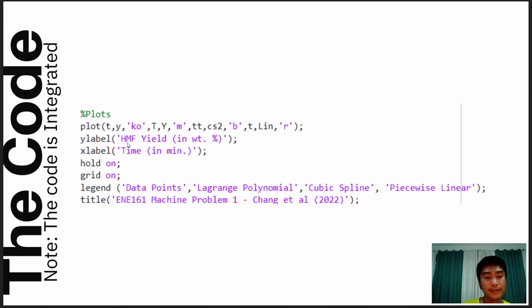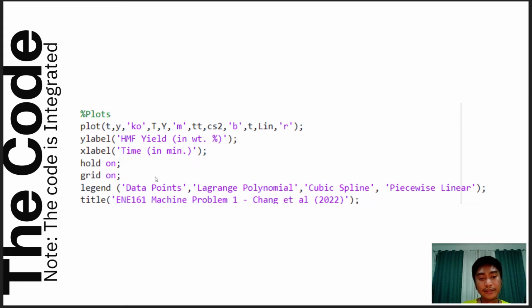For the Y label in the plot, we put the HMF yield in weight percent, which corresponds to figures 3a and 3b, and then the X label, time in minutes, which also corresponds to figures 3a and 3b in the original study. So we put hold on and then grid on.